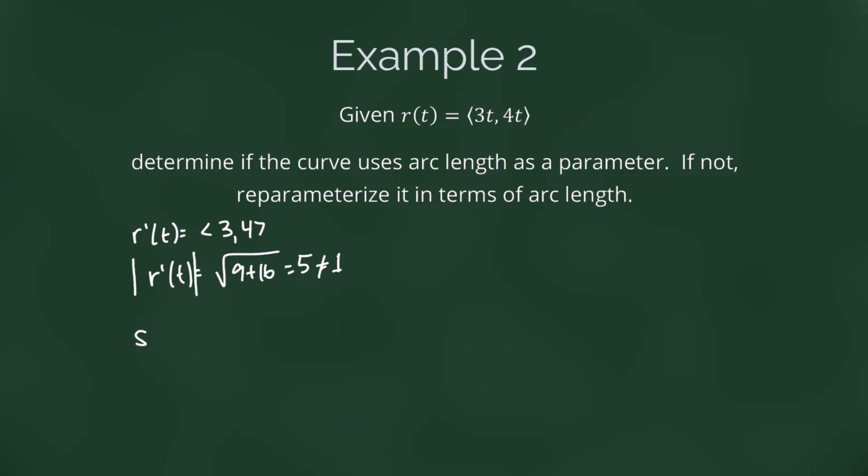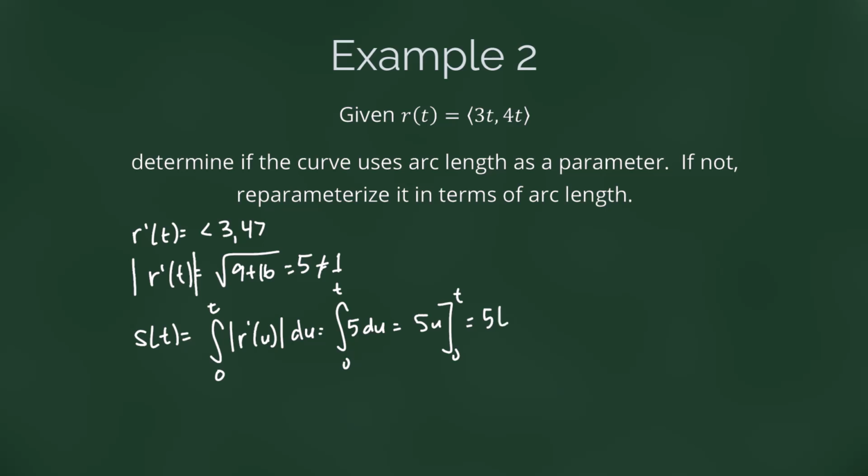So let's look now at our function s of t, which is the integral from 0 to t of the magnitude of r prime of u du. So it's going to be the integral from 0 to t of 5 du, which is 5u, from 0 to t, which is 5t. So now we have this relationship that s is 5 times t, which means that t as a function of s is s over 5.